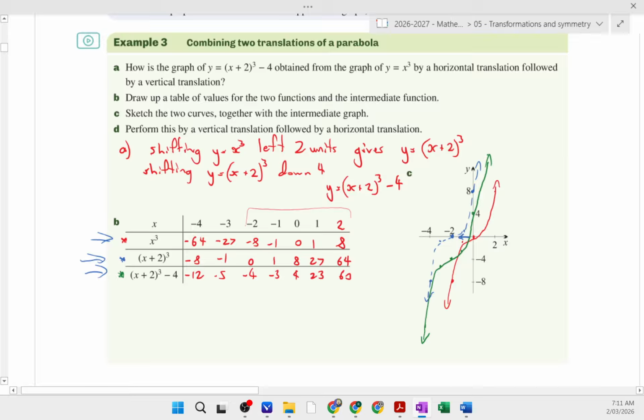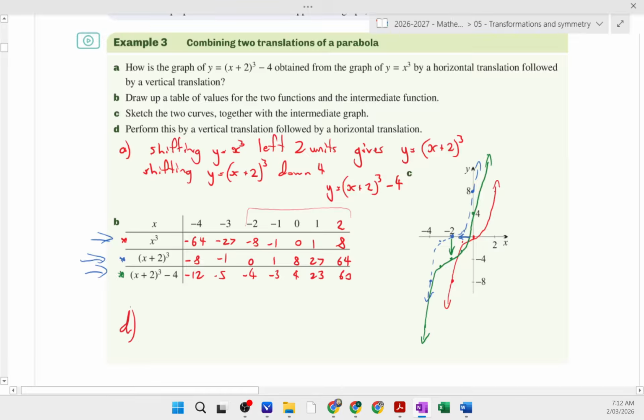So what have we done? This time we've moved across, and now we've moved down the 4. So that is the 3 graphs. The red is the original, the green is the one after it's been shifted left 2 units and down 4 units.